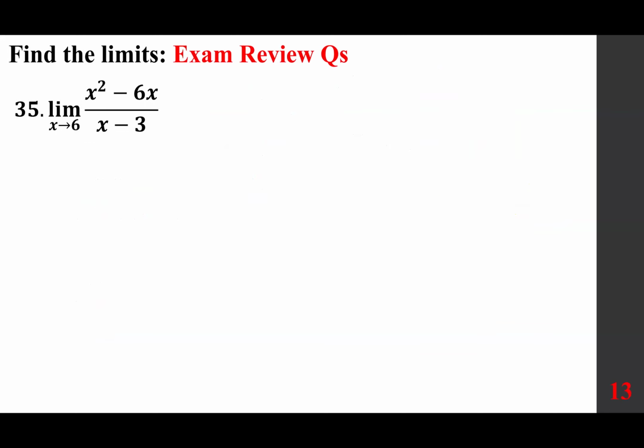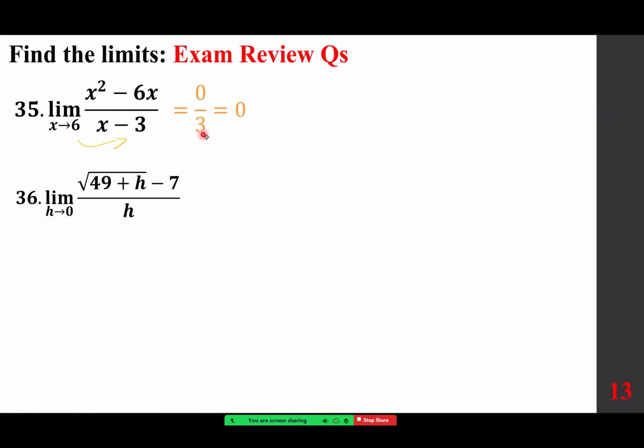If we plug in the number 6 into this function, we get 0 over 3, which equals 0. It's important to write 0 over 3, because if you just write 0, I'm not too sure if it's right, because I don't want anybody to mix it up with 0 over 0 and things of that nature. So it is 0 over 3, which makes it 0.